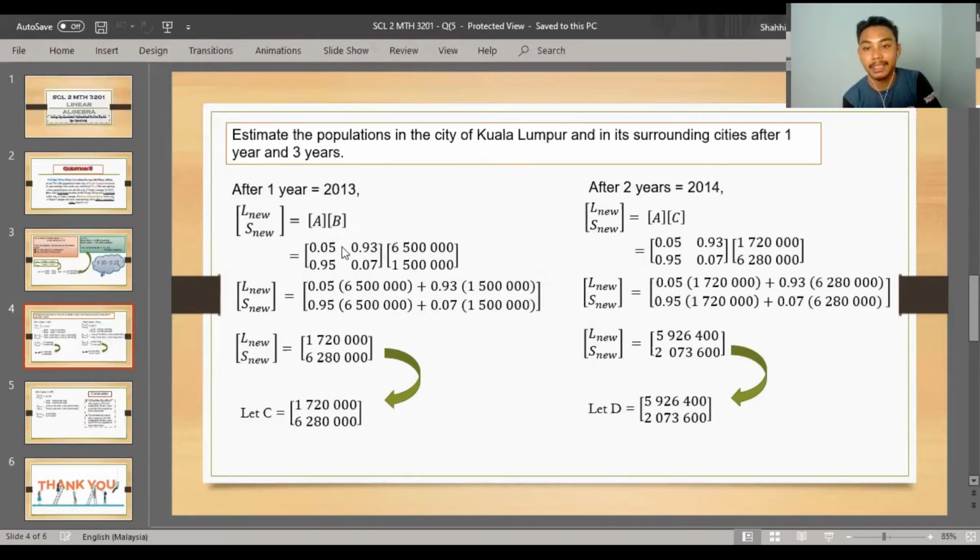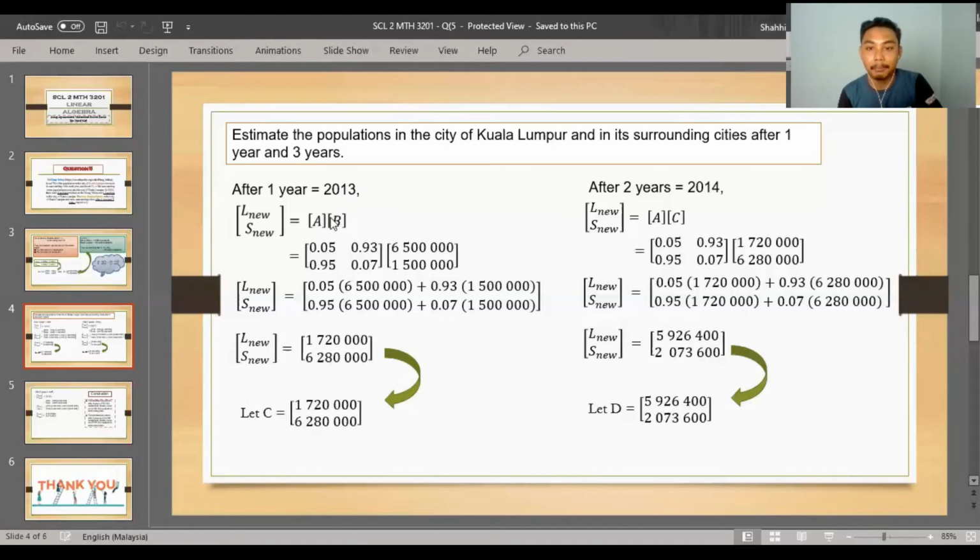So like I said previously, here is the formula, here is the form of the matrix that we need to get to find the new populations for the new year. So here we can say that to find the new population for respective cities, we can do multiplication between matrix A and matrix B, and we have to remember that B is the number of the population in the previous year, which is the last year.